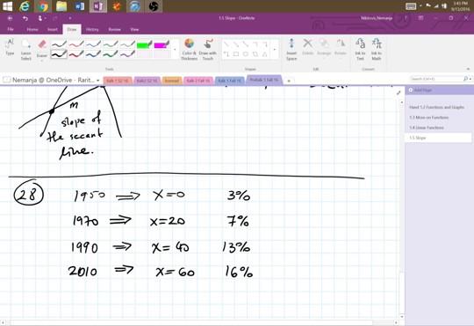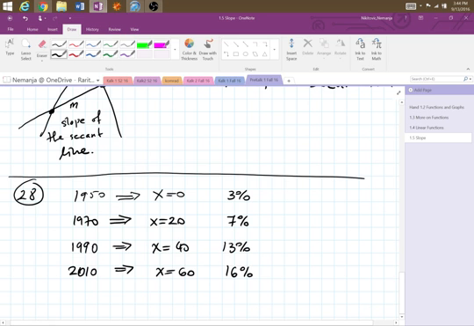that x equals 0. And 3% was assigned to that. So these are your x values, and this is your y value. So now, in 1970, that's 20 years later, so x is 20, you have 7% as the output. Input, 1990, which is 40 years away from 1950, 13% output, and then 2010, 60 years later, is 16%.